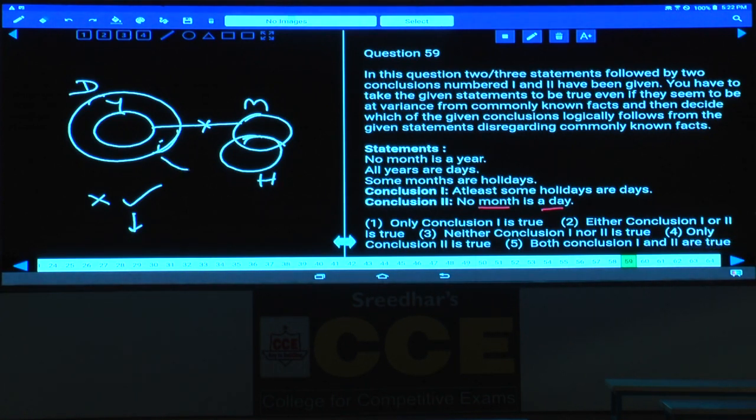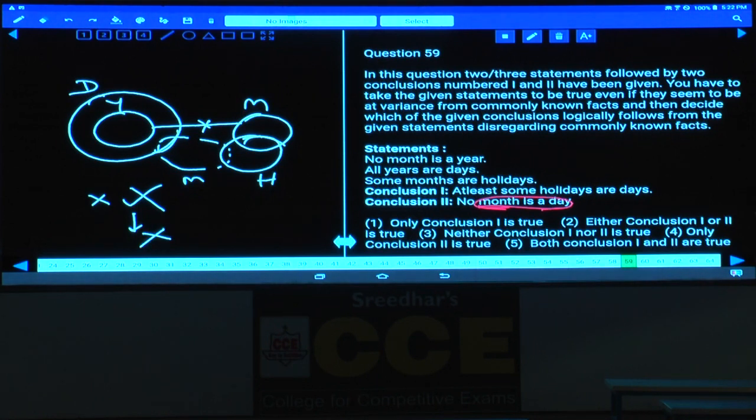Tell me whether I can draw my month like this or not. Month and year should not be intersected. Without intersecting month and year, I can intersect month and day. Hence what happened to this one? Alternate diagram proven. No month is a day has become false, because I have proven a case wherein some of the months are days. Some months are days is true. No month is a day will be false. Alternate diagram proven. Previous conclusion false.